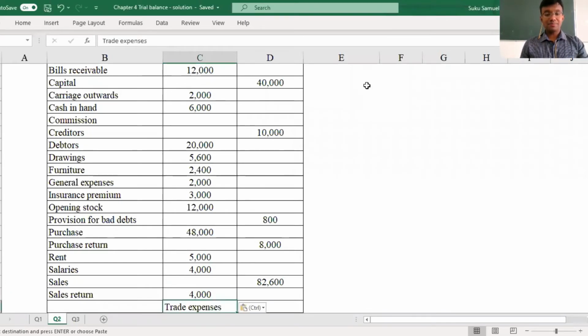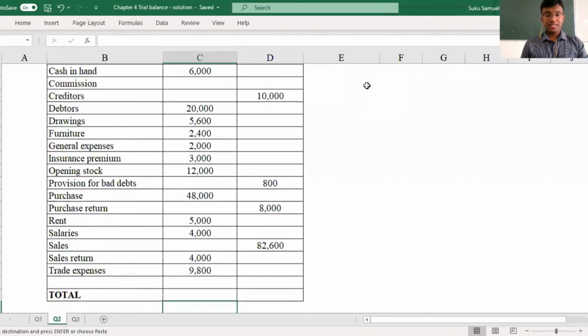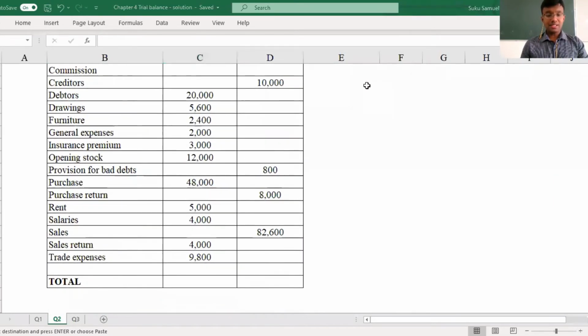Next is trade expenses. As the name suggests, it is an expense. Since it is an expense, it will fall on the debit side. Then you have wages, and wages is also an expense.